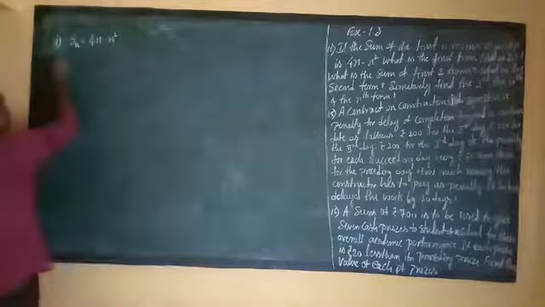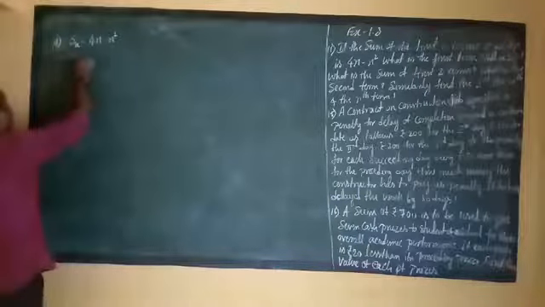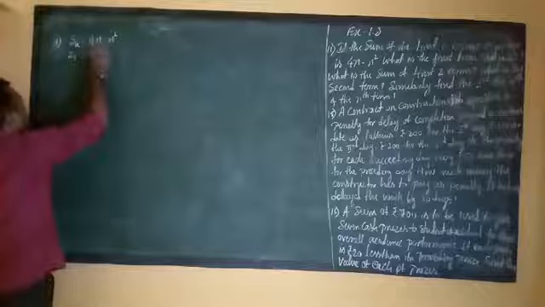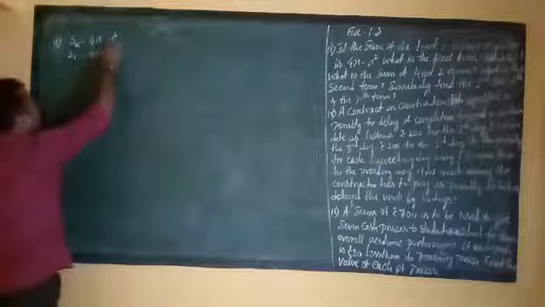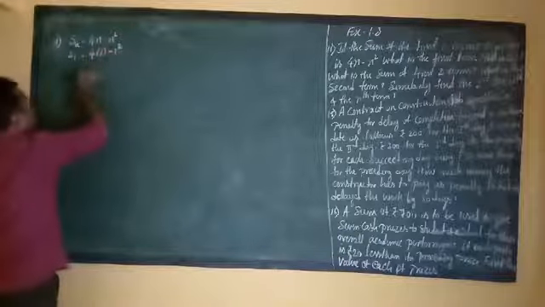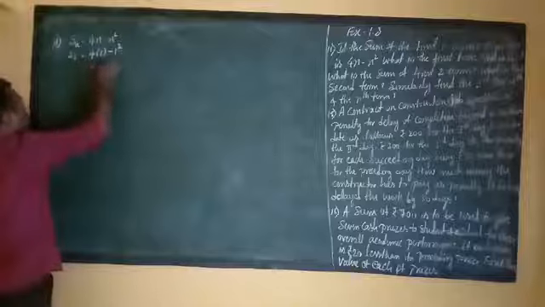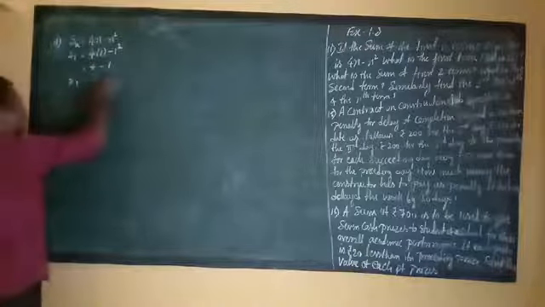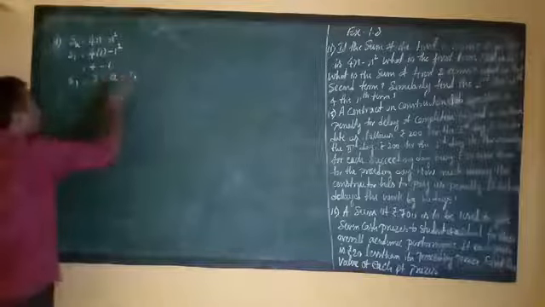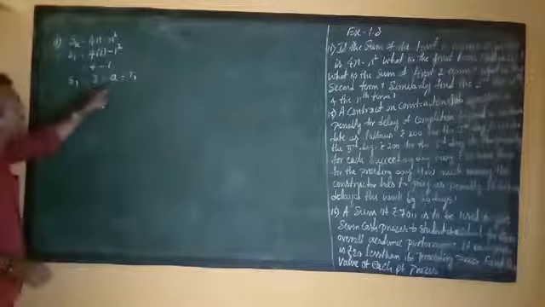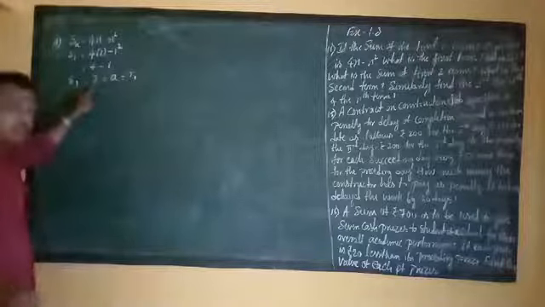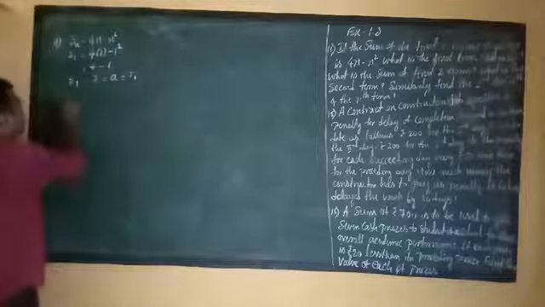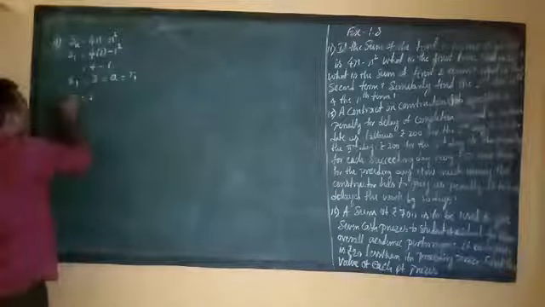That means if you put n is equal to 1, S1 is equal to 4 into 1. We have to put 1 instead of n. So 1 square. 4 into 1, 4, minus 1 square means 1. 4 minus 1 is 3. This is S1. That means A, that means T1. Both are same. S1 also same, A also same, and T1 is also same. So therefore the first term T1 is equal to 3.